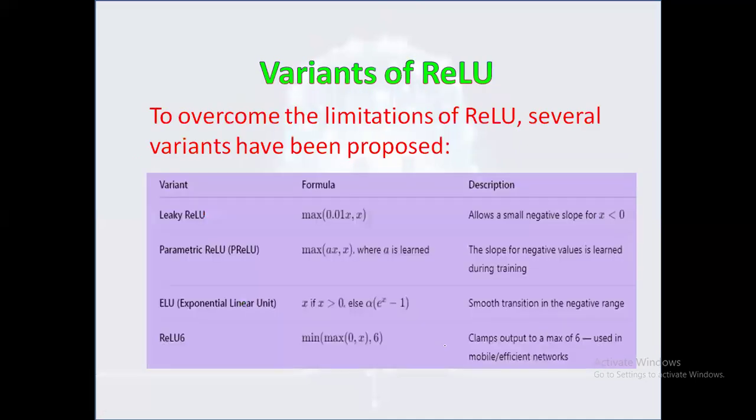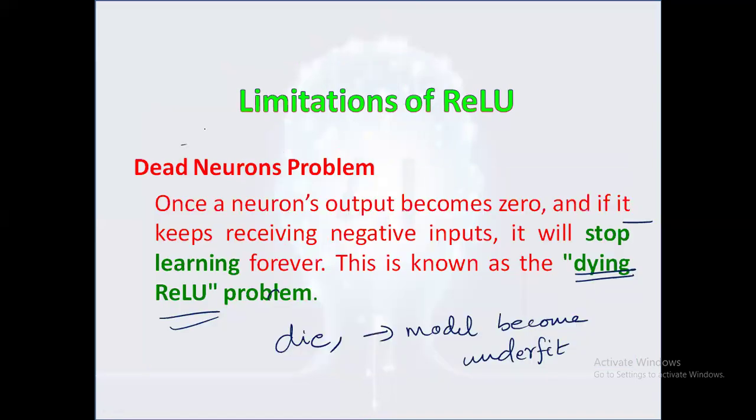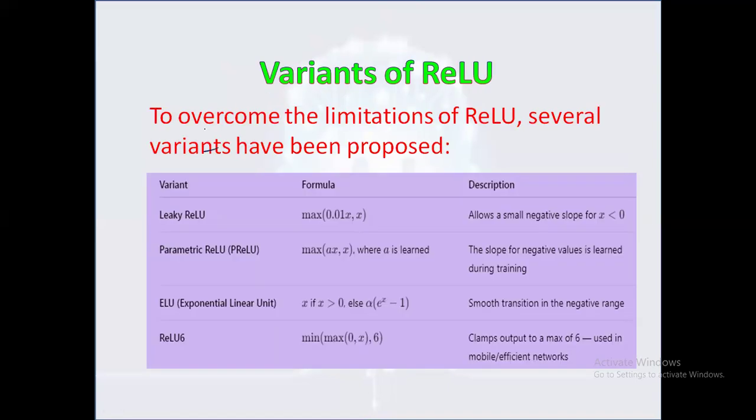What are all the variants of ReLU? To address the drawbacks of standard ReLU, particularly the dying neuron issue, I have said so in the previous slide. Dying ReLU, output gives 0, it will die. To address the drawback of standard ReLU, particularly the dying neuron issue, several variants have been proposed.